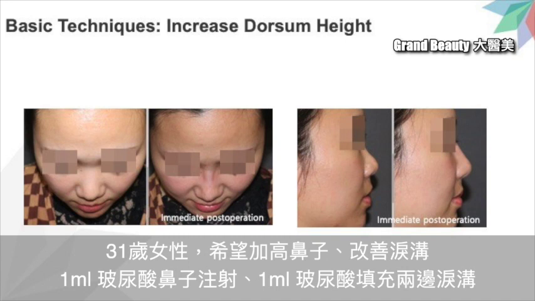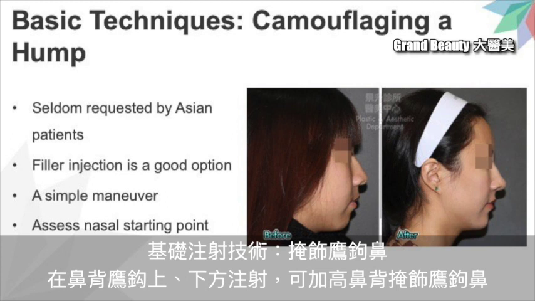Basic techniques: camouflaging a hump. Reduction of the nasal hump is seldom requested in Asian patients, as most patients do not have a large hump and mistakenly regard the nasal hump as high dorsum. So filler placement can be a good option to camouflage the hump and simultaneously increase the dorsum height if a low radix is present.